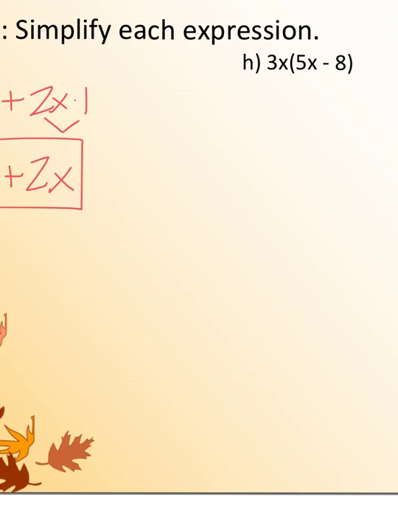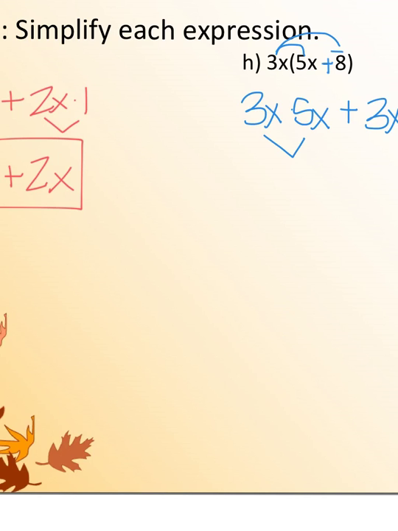In example H, first thing, I see that silly subtraction, so keep, change. Again, the term that's outside the parentheses and being multiplied is what's going to go to each part inside. So I have 3x times 5x plus 3x times negative 8.